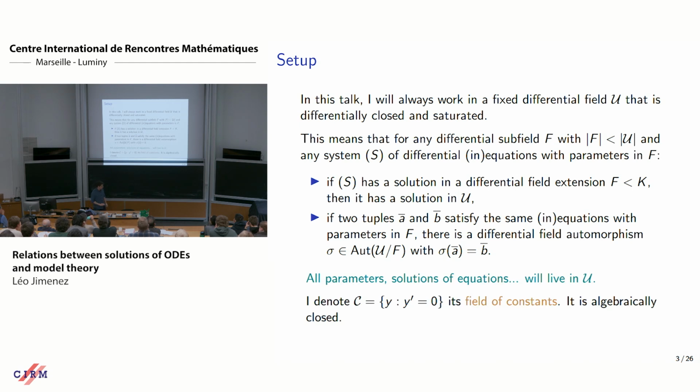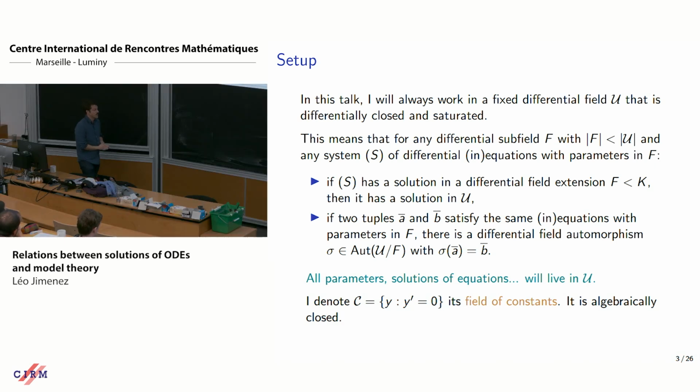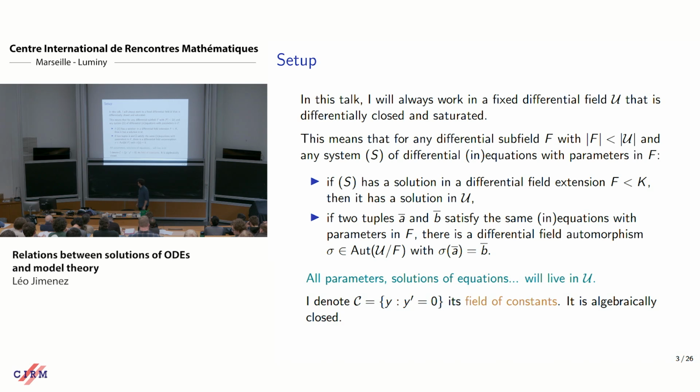Just a little bit more. All my parameters, all solutions, all fields, everything that I do will live in that big differential field U. This is the usual model theoretic point of view on these things: just take a big differential field. This curly C here will denote the field of constants, which is just the field of elements with derivative 0. So now we all live in here. This is where we are.